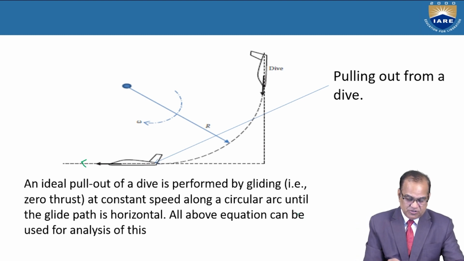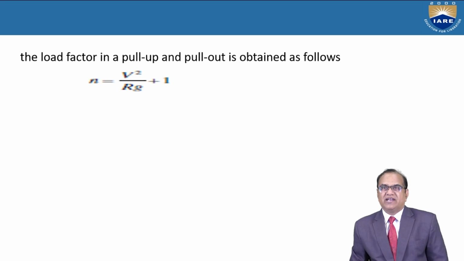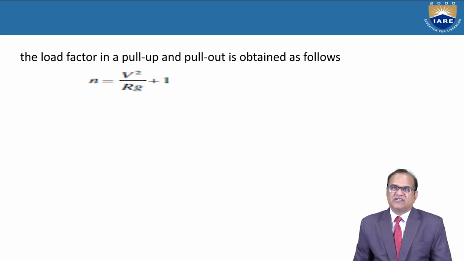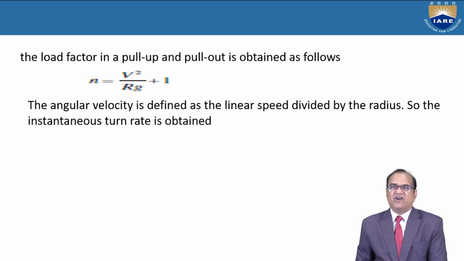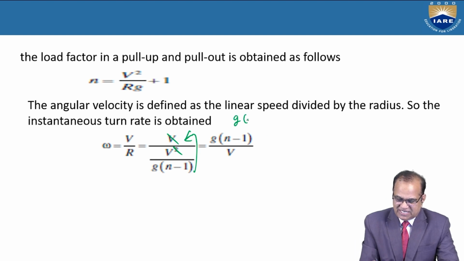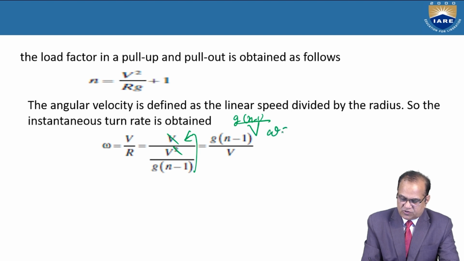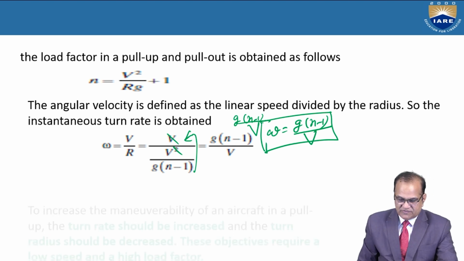All our equations can be used for analysis of these problems. Now we will discuss the load factor in pull up and pull out, which is obtained as follows. n is equal to v square by R g plus 1, and the angular velocity is defined as the linear speed v divided by r. So the instantaneous turn rate is omega is equal to v by r. Since r is v square by g into n minus 1, the v and v cancel, so you get omega is equal to g into n minus 1 divided by v. So this is the instantaneous angular velocity of this aircraft.